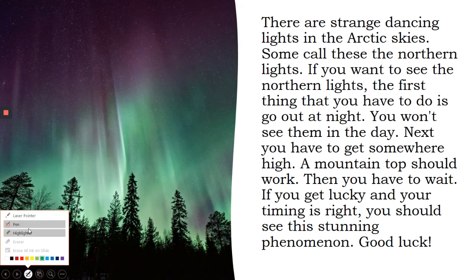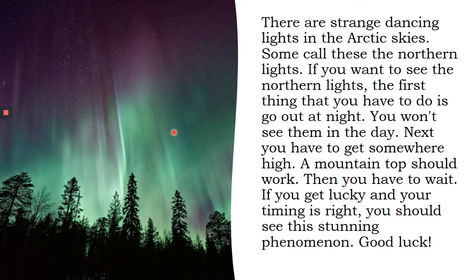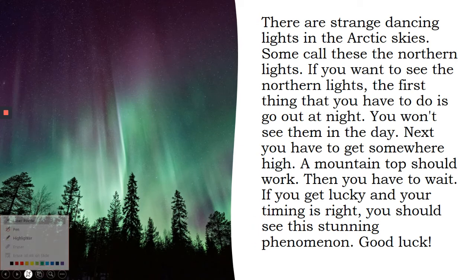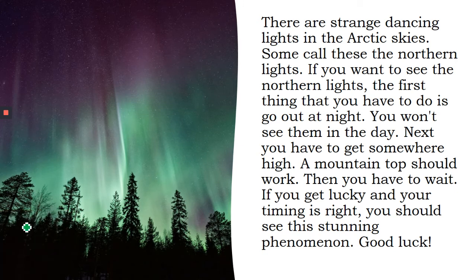Alrighty, so here's my last paragraph for us together. There are strange dancing lights in the Arctic skies. Some call these the northern lights. If you want to see the northern lights, the first thing you have to do is go out at night. You won't see them in the day. Next, you have to get somewhere high. A mountaintop should work. Then you have to wait. If you get lucky and your timing is right, you should see this stunning phenomenon. Good luck!